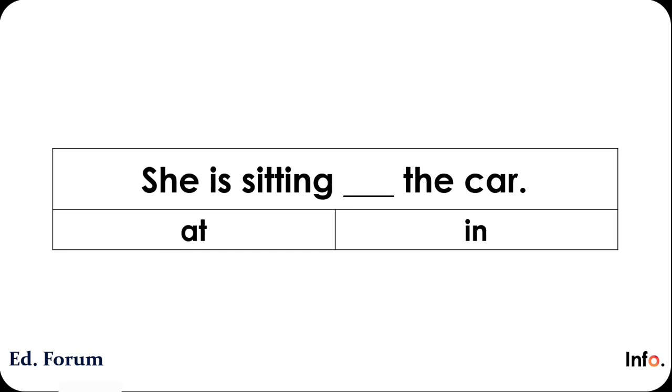Then we are at this one: she is sitting dash the car. Of course she cannot sit at the car, she's sitting in the car. Of course that's a preposition, right? She's sitting in the car. The position of her is in the car.